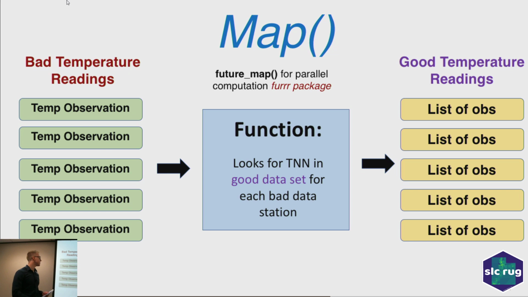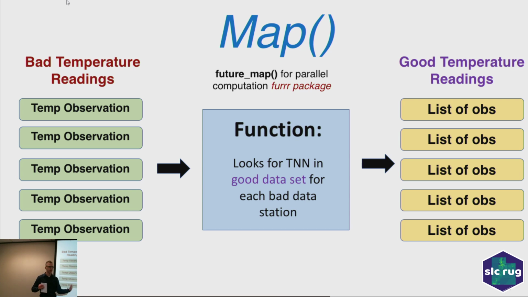However, the map function is very nice to use, for those of you that might be familiar with it. The map comes from the purrr package. Anything that has to do with map or purrr, all you have to do is think lists. It all works with lists. It's very nice. So I have a list of all the bad temperature observations. All I have to do is throw it through my threshold function, and it'll output for me a list of good observations for each of the bad ones. And so this is a nice clean way of doing it.